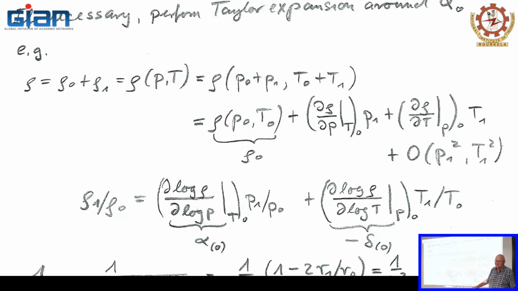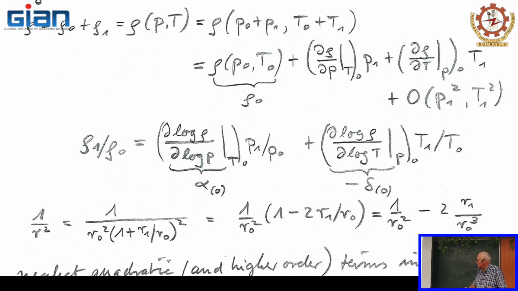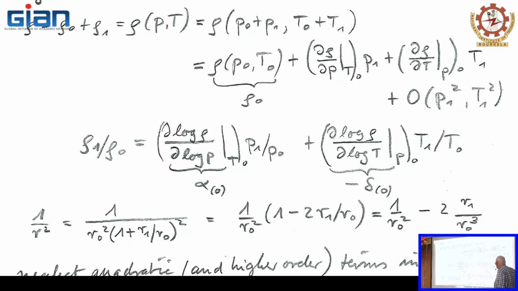We drop the index 0 here, and you have to remember that this is referring to the stationary model, these alphas and deltas. So we know these alphas and deltas because they are predetermined by the hydrostatic stellar model. Similar for the 1 over r squared. I have shown you this explicitly on the blackboard, how it works. So this 1 over r squared is linearized in this way.